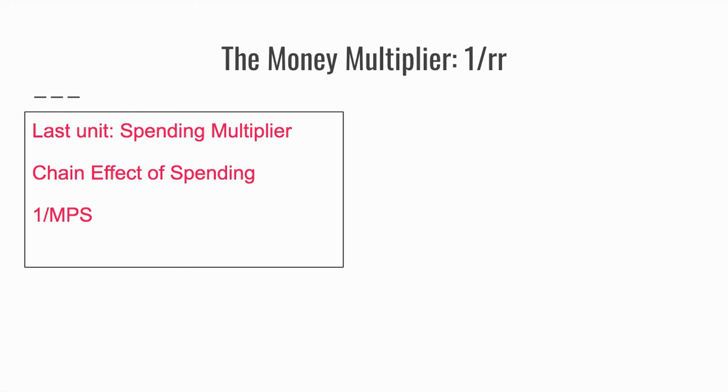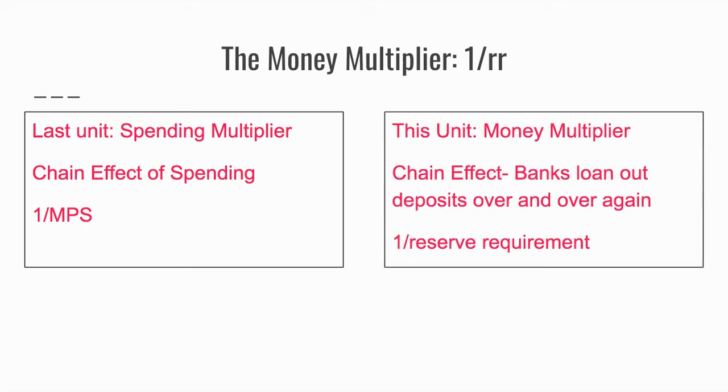ends up where we can calculate it by using 1 over MPS. This should not be new to you. The money multiplier is a similar or analogous concept. In this unit, the money multiplier occurs because of a chain effect of banks loaning out deposits over and over again. A bank takes someone's deposit and loans it out to someone else. That person then uses that money, spends it somewhere, it gets deposited in a bank, which is then loaned out again. And every bank has a reserve requirement, so not all of the deposit is loaned out.